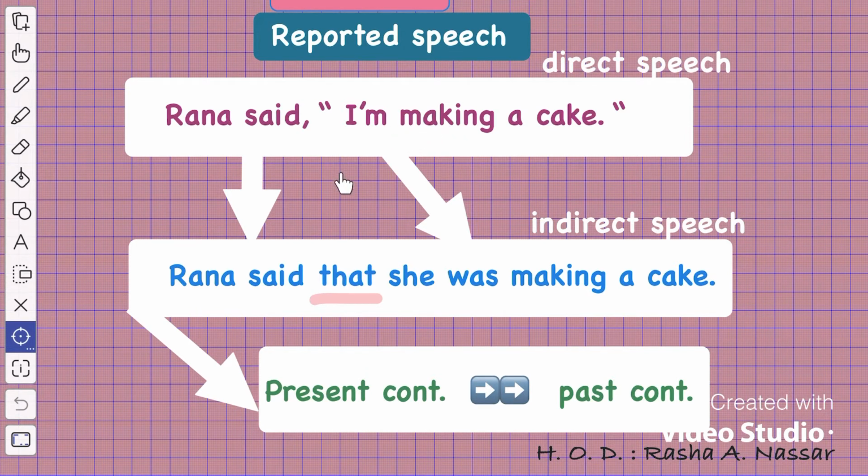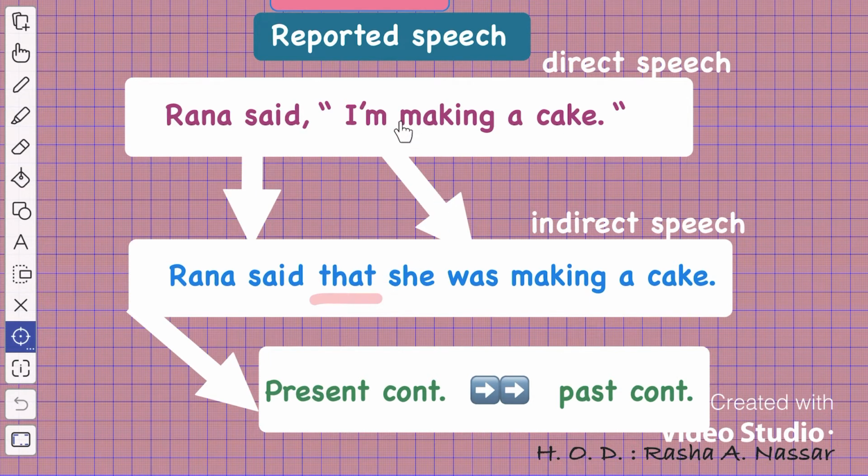So first I will remove the comma and the small brackets, and I will join the two sentences with that. So I will remove the comma and the brackets and I put that instead. So I will say Rana said that. I will join the two sentences together with that.